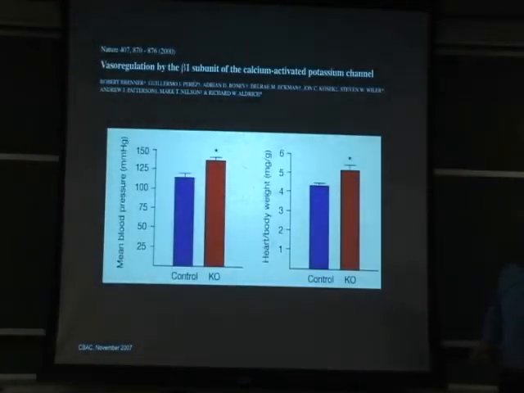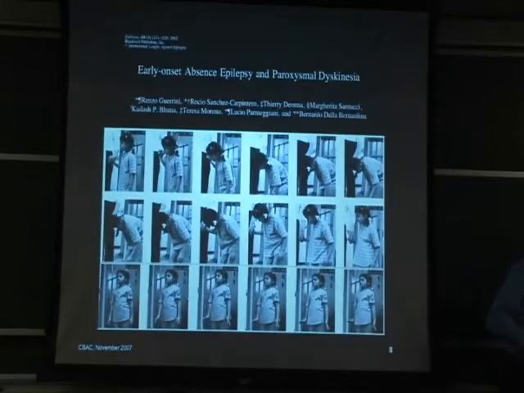This is shown, again, from the same Nature issue. This is the actual paper on vasoregulation through these channels. You see that in the knockout mice, you have increased blood pressure as well as increased heart per body weight. Okay. In addition to this role, in terms of blood pressure, there's an interesting neural component to this.